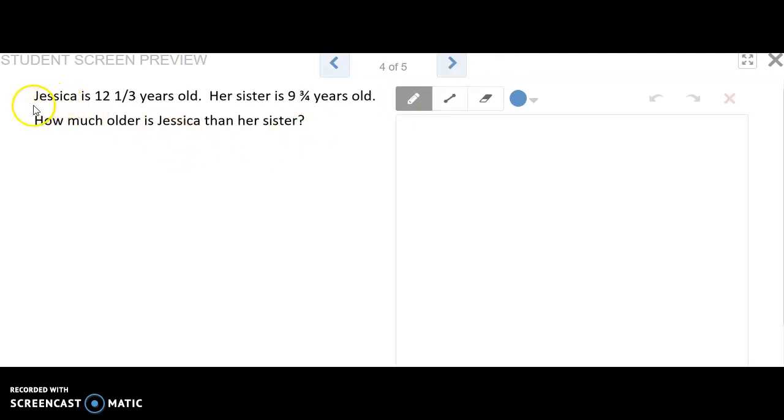All right, boys and girls, let's take a look at this problem. Jessica is 12 and 1/3 years old. Her sister is 9 and 3/4 years old. How much older is Jessica than her sister?